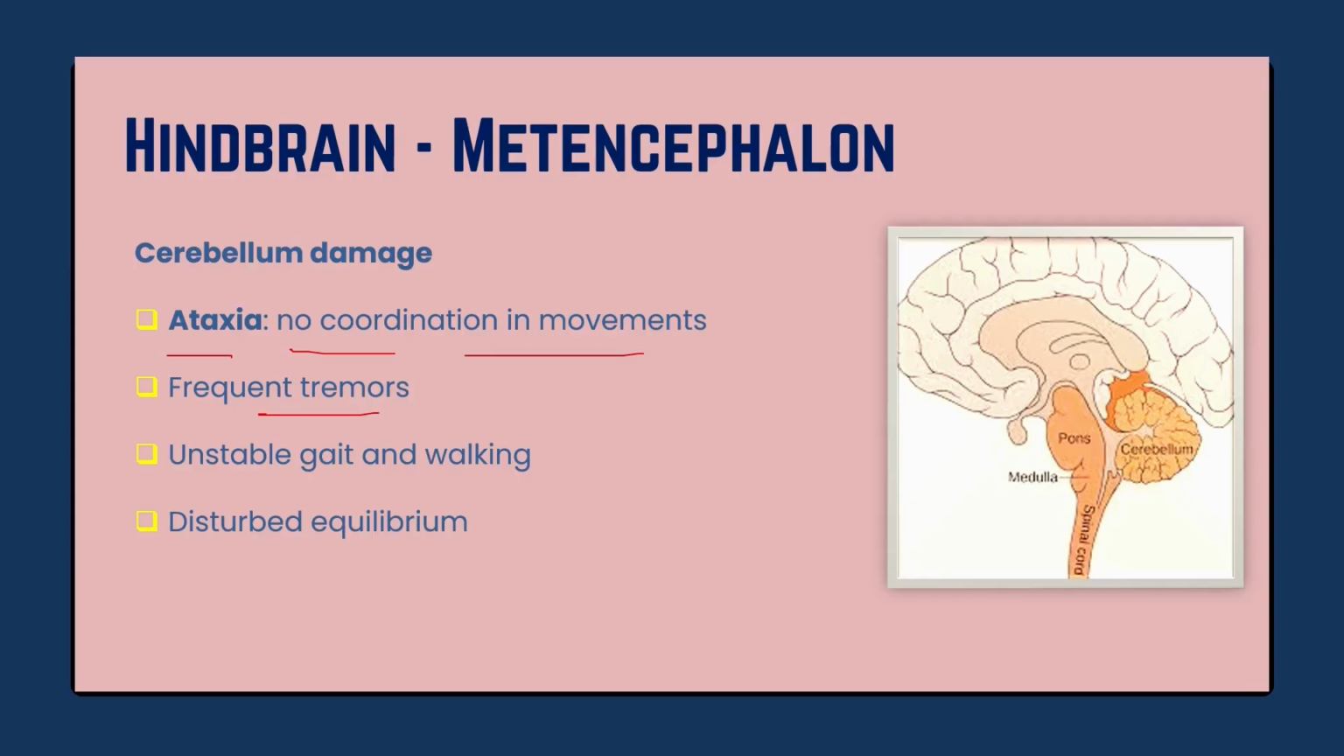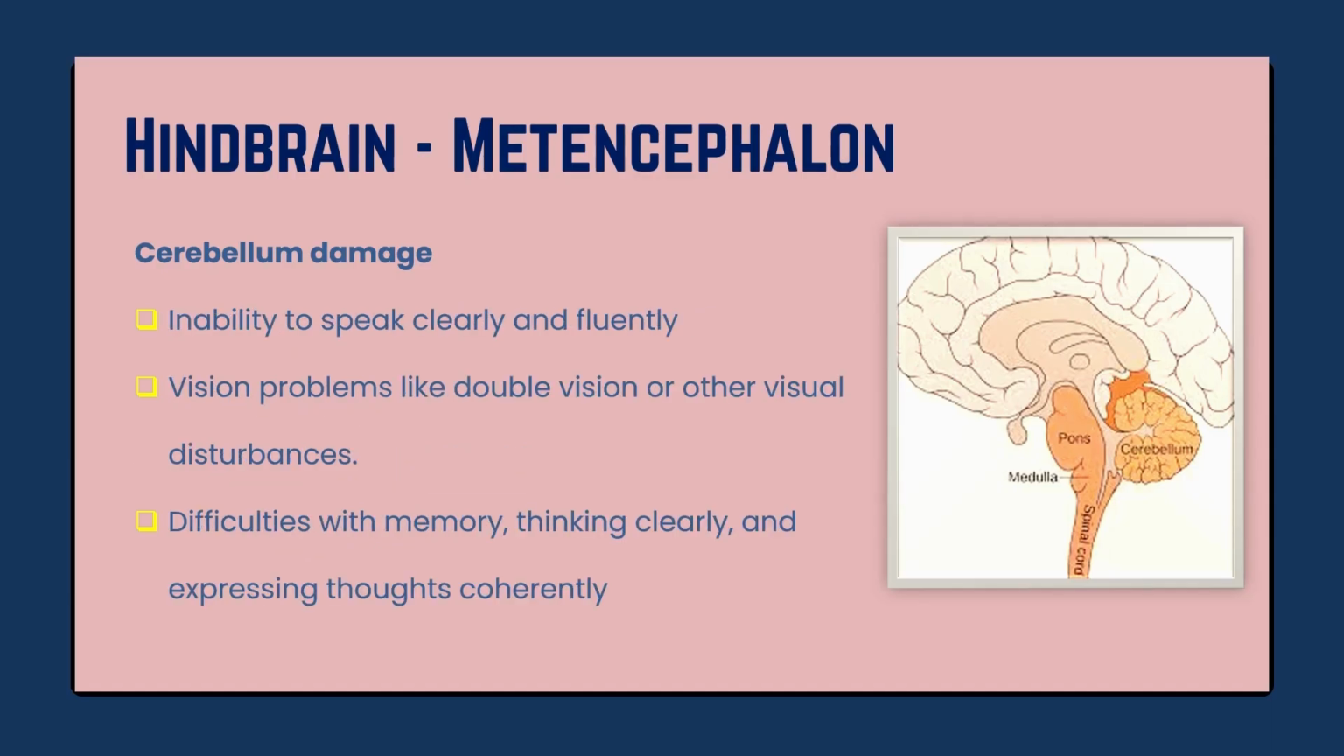There would be frequent tremors, unstable gait and walking. You will not be able to walk straight or properly. You won't be able to stand still. Okay. There would be disturbed equilibrium. Also, there would be inability to speak clearly and fluently. There would be visual problems like double vision or other visual disturbances. There would be difficulties in memory. The patient would not be able to think clearly or express the thoughts coherently. Even if the person knows the language, knows all the words, they will not be able to express it. Okay, all this happens when the cerebellum gets damaged.